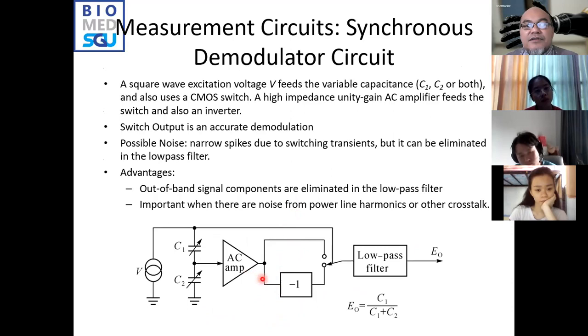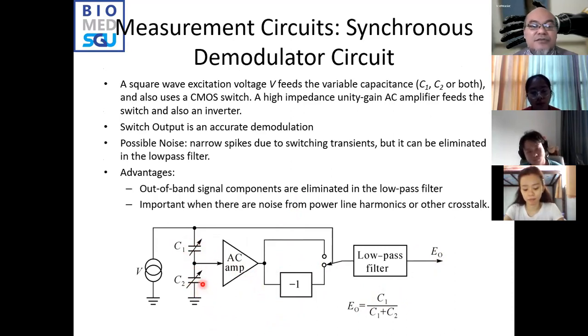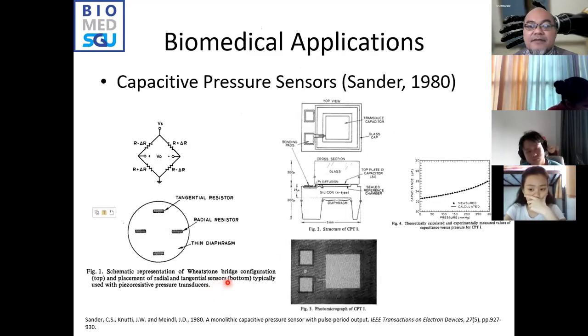Then we can also use this synchronous demodulator circuit, where the output voltage depends on the value of the two capacitances here. Either both of the two can be sensors or just one of them a sensor. The other one is a variable capacitor used to nullify, to calibrate at the beginning.